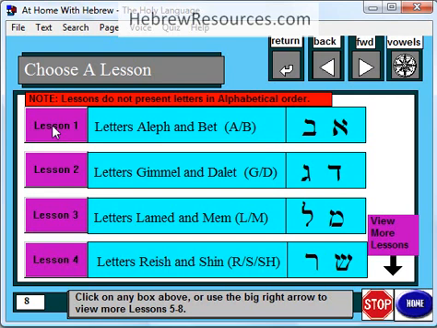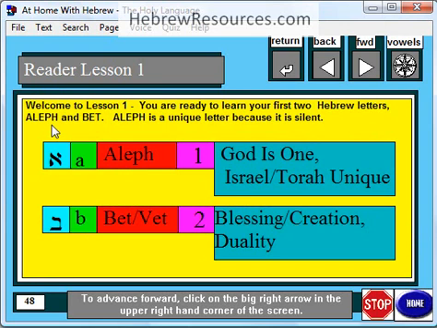So we're going to begin with Lesson 1, and there are 13 lessons in total. In Lesson 1 we're going to learn about the two letters, aleph and bet, and these happen to be the first two letters of the alphabet, and so every letter has a number associated with it. Aleph is 1, bet is 2. And each letter also has kind of a more hidden or secret meaning behind it, or a symbolic meaning. And so 1 tells you that God is one, for instance, and that Israel and the Torah are unique. And 2 has to do with blessing, creation, and duality.